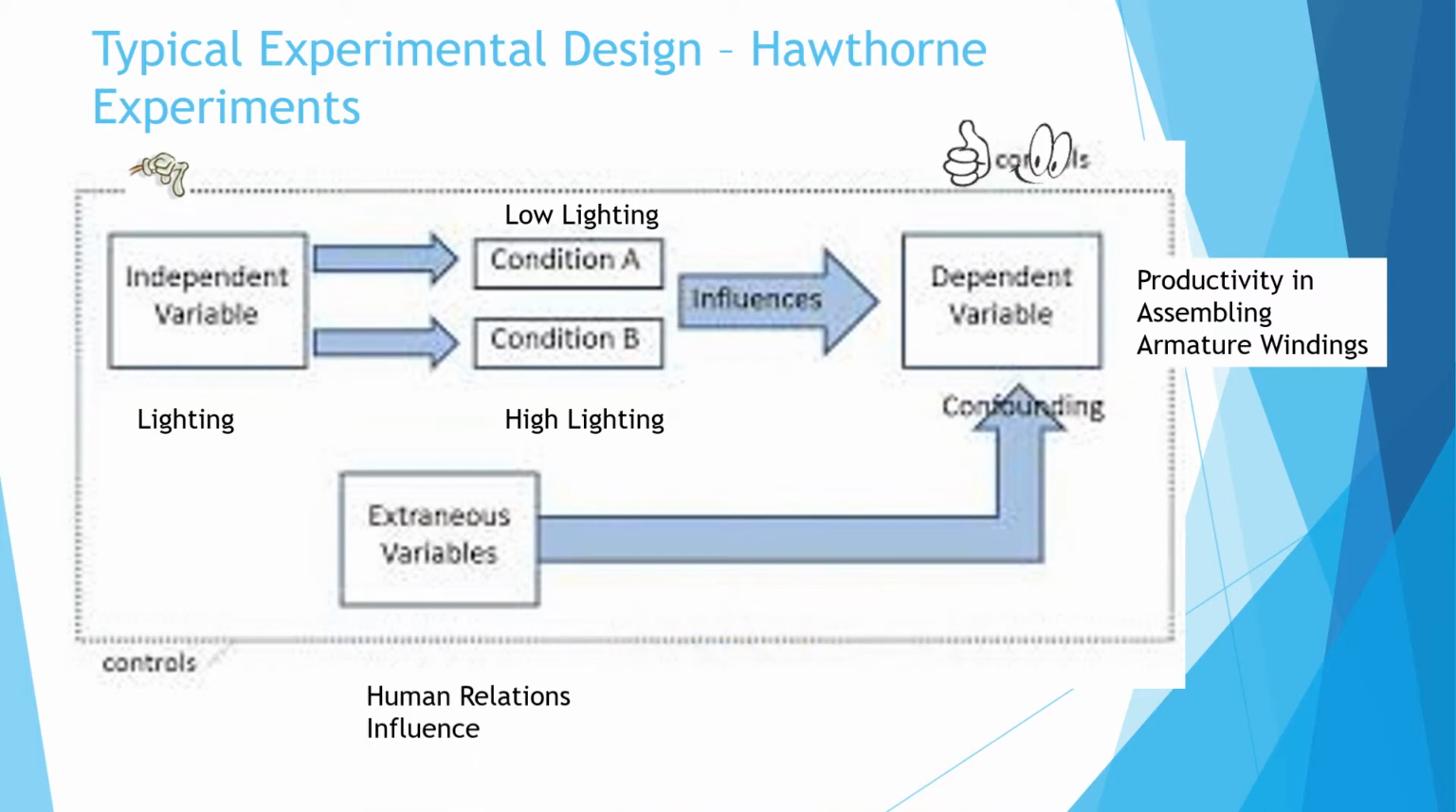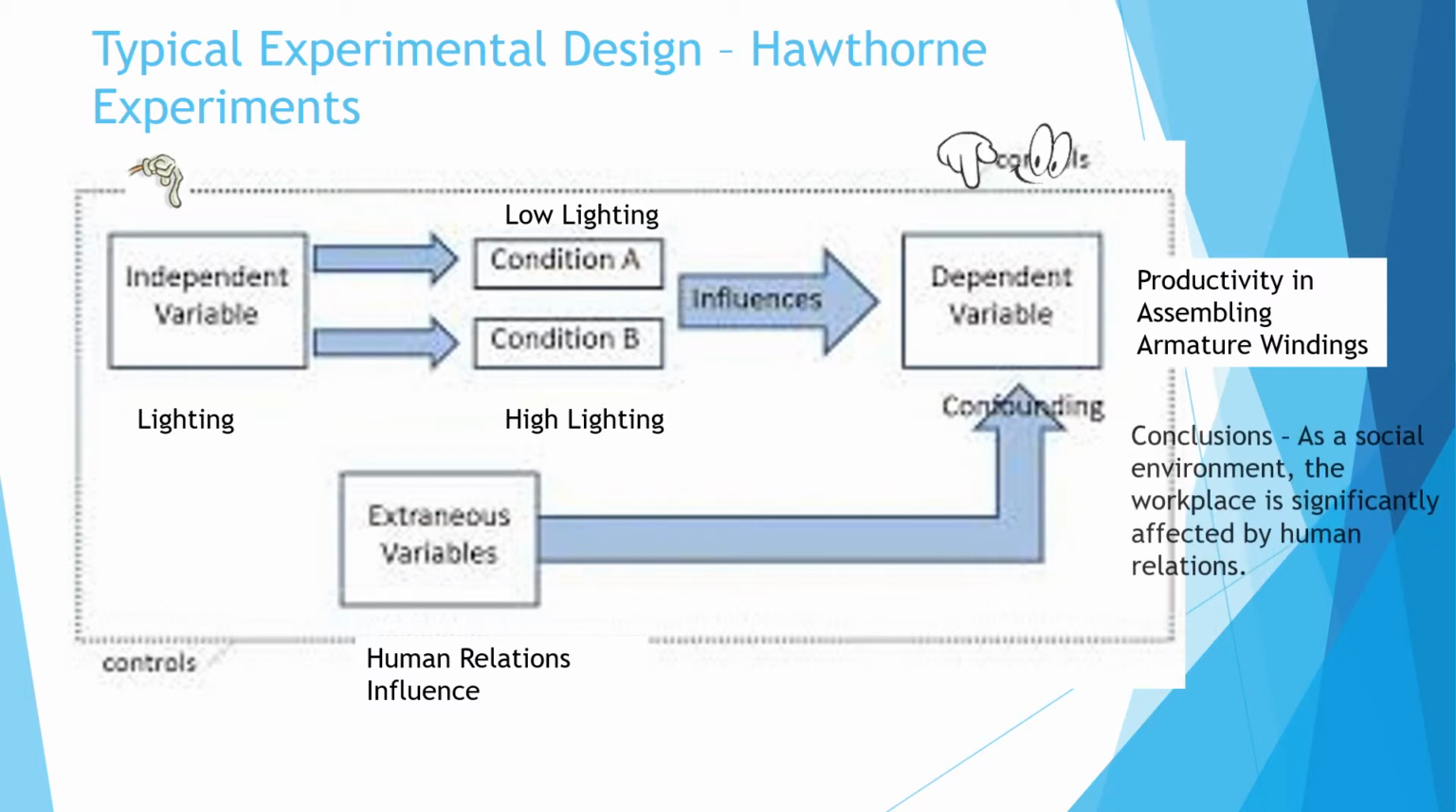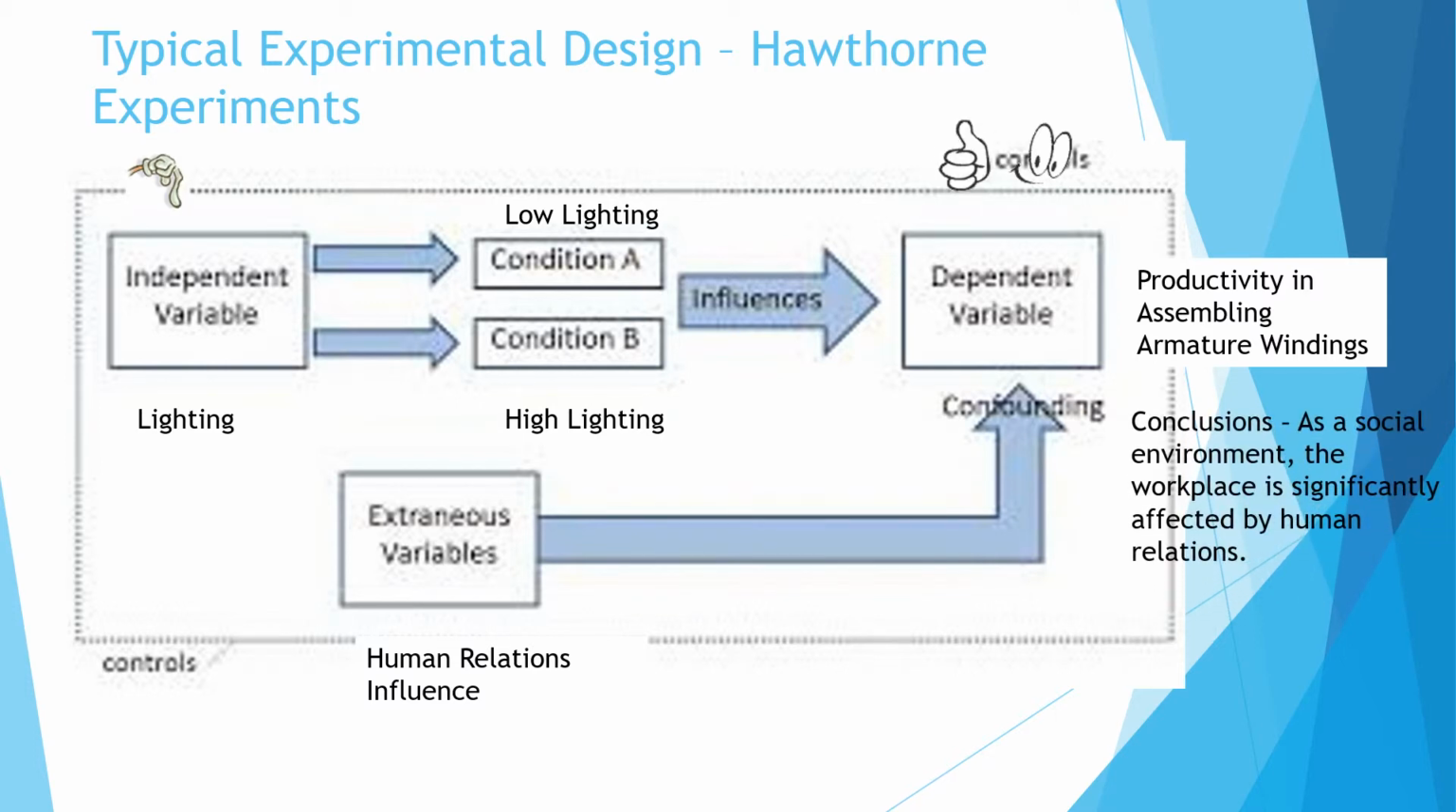And here we have the extraneous variables, which turned out to be defined as the relationships between the workers on the factory floor, between the relationship with the workers and their supervisors, and also, surprisingly, the relationship between the workers and the researchers. And it turns out the theory is that the workers showed higher productivity when they thought they were being observed and they were being paid attention to.